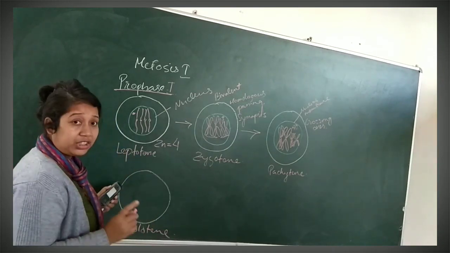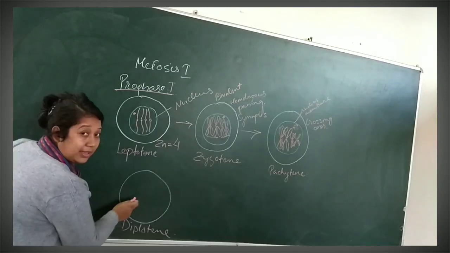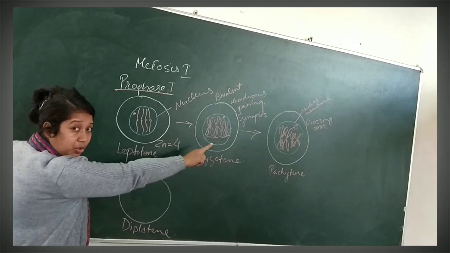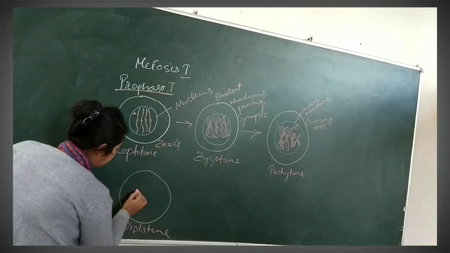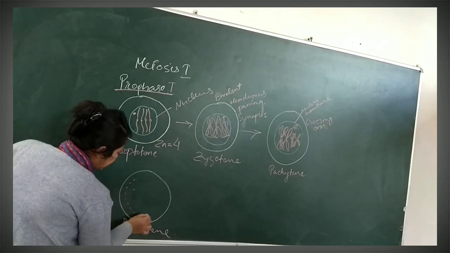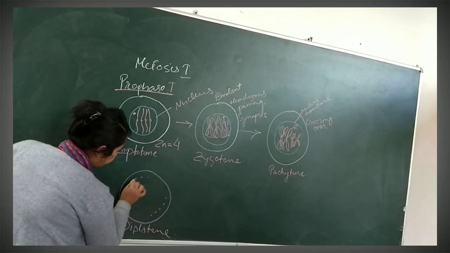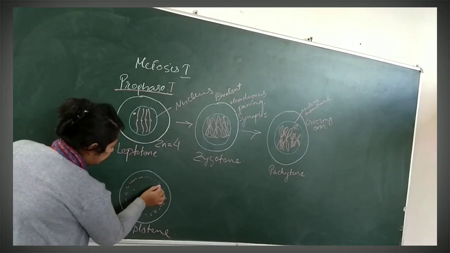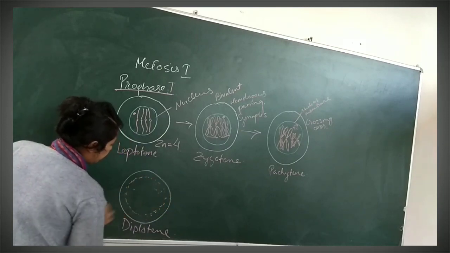So in diplotene, what happens here? Here in diplotene, the crossing over chromosome. So here the nuclear membrane starts disappearing. Here I have drawn the dotted line, and the nucleolus also starts disappearing.